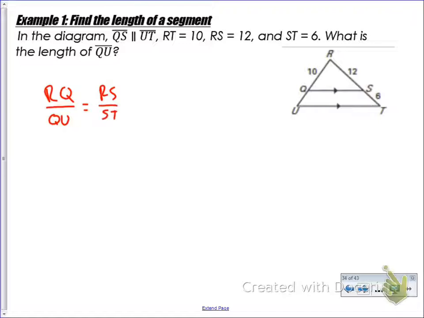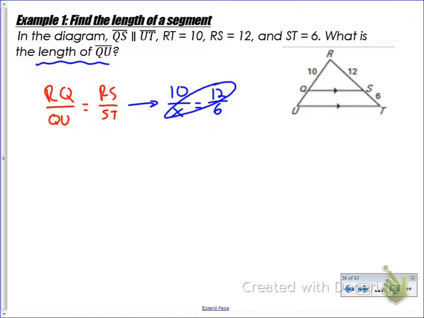Now we'll start substituting number values here. We're given that RQ is 10, so we'll plug that in for RQ. QU, this is what I'm trying to find out, so I'm going to call that X. Equal to RS, which we're given as 12, over ST, which we're given as 6. We can cross multiply, so 10 over X equals 12 over 6.